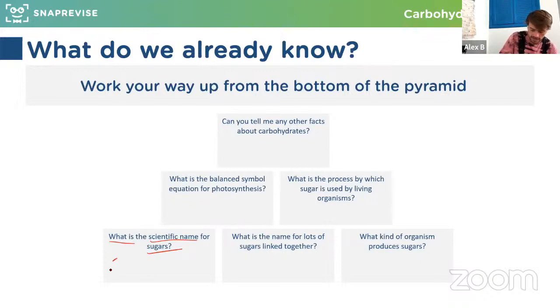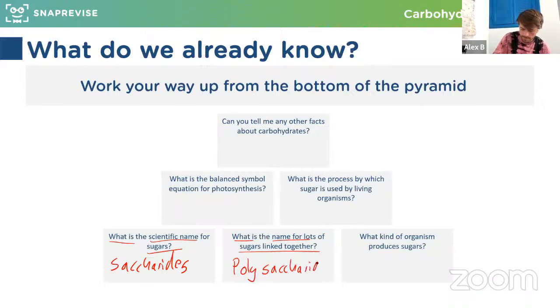So as you guys have all said, saccharides is the technical name for sugar. Cool. Then what is the name for lots of sugars linked together? Yeah, nice. Polysaccharides. Perfect. Nice, Christopher, first to answer that.